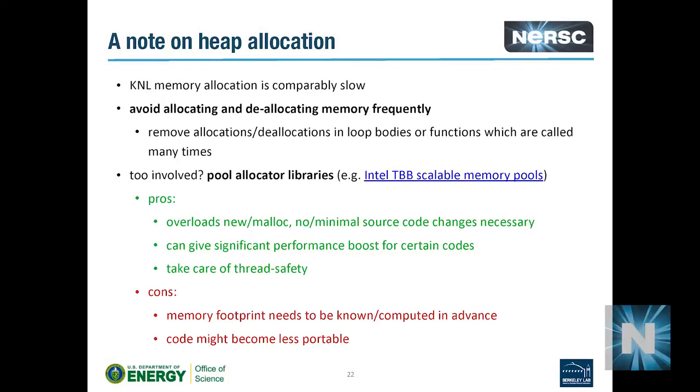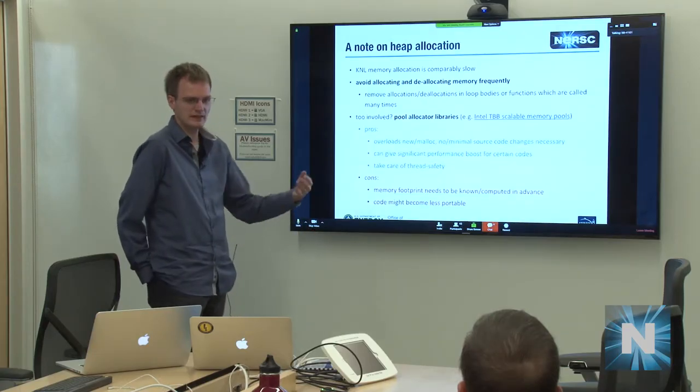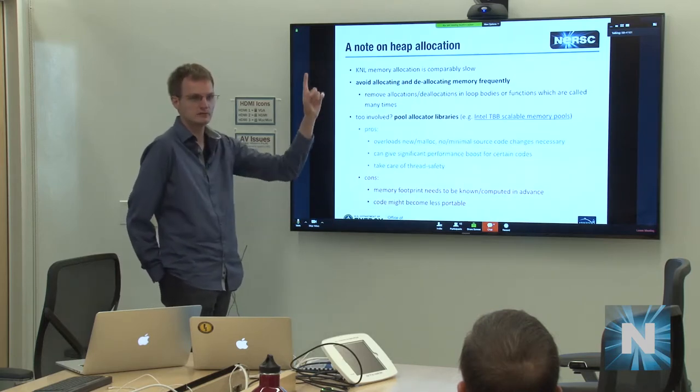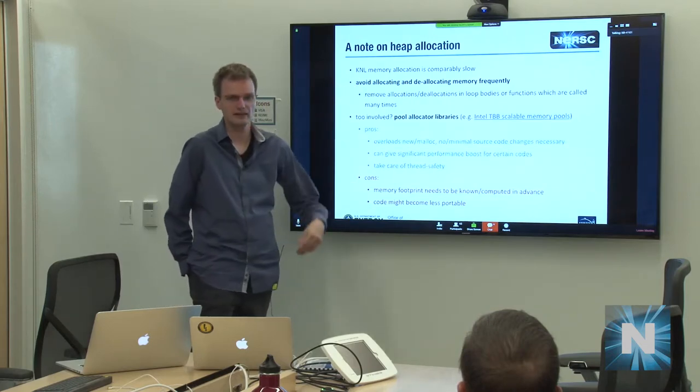There's one note on heap allocation. KNL memory allocation is comparably slow. It's not super bad if you have a normal code, but some codes have kernels where they allocate a lot of arrays and deallocate them. And that's very bad practice. So if you have something like an iterative solver and in every iteration step you do a lot of memory allocations, don't do that. Move them out, okay? Move them out as far as possible, so that technically you allocate your whole stuff just once.